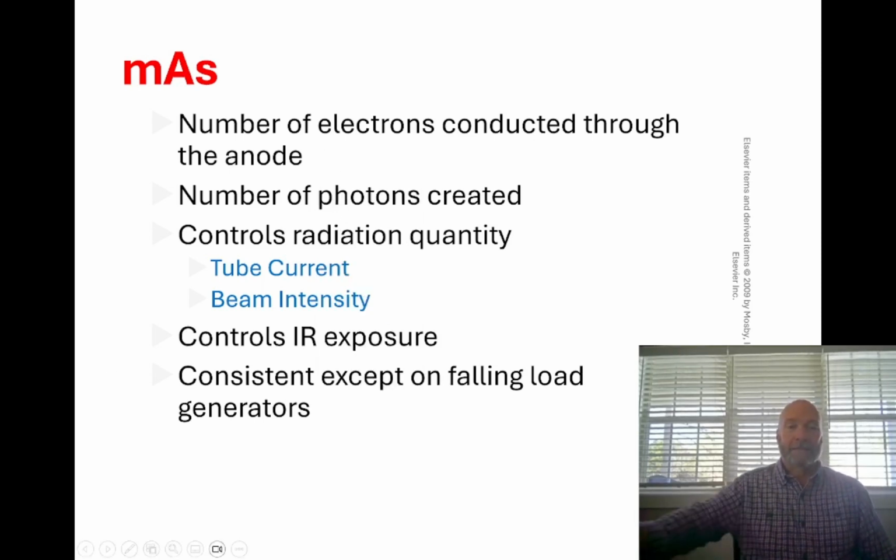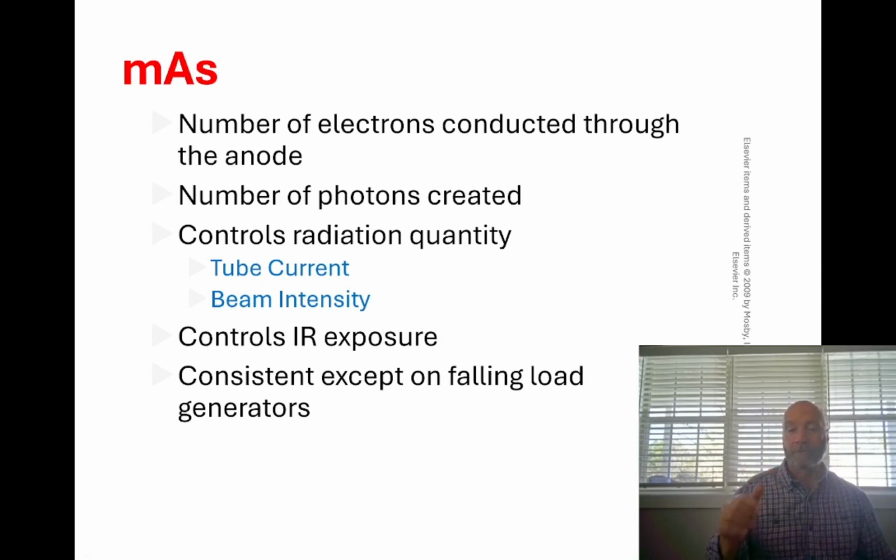So mAs just controls the number of electrons conducted through the anode. The only meter that we have that's in the high voltage section is the mA meter. It's wired into the dead center of the secondary coil of the step-up transformer. It measures the actual number of electrons that come through there. So mAs is the number of electrons that are sent across the X-ray tube, conducted through the anode. It directly controls the number of photons that we create. It directly controls the quantity of radiation that we create because it's tube current and beam intensity. It controls the image receptor exposure directly, and it is consistent except for on falling load generators.